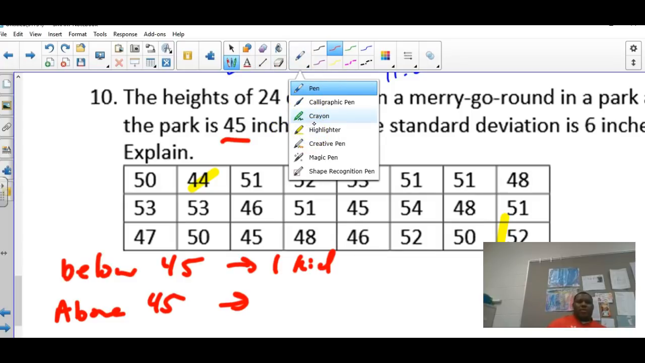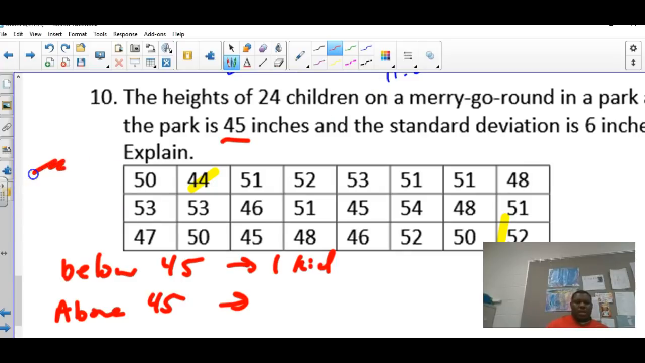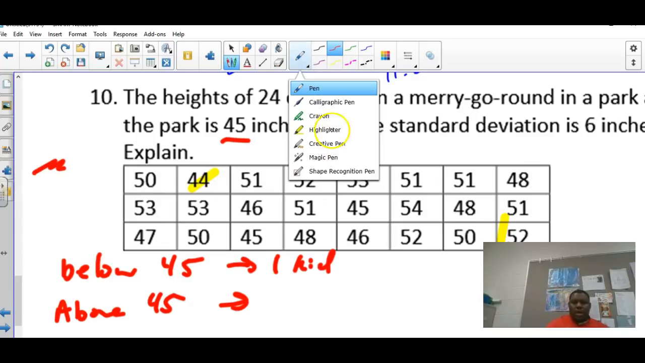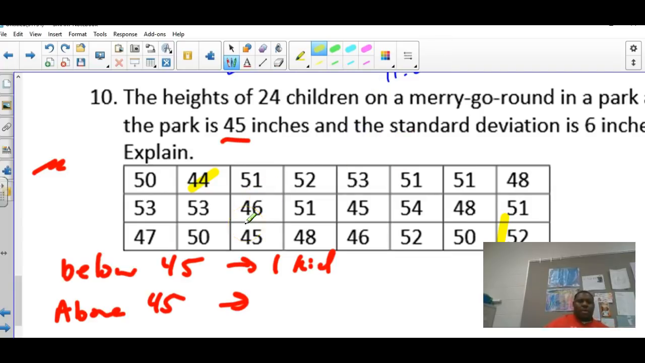I know some of you guys are thinking, well, what if it's 45? Yeah, what if it is 45? Guys, that doesn't affect the mean in any type of way. That doesn't change the bell curve. So again, 1, 2, 3, 4, 5, 6, 7, 8, 9, 10, 11, 12, 13, 14, 15, 18, 19, 20, 21. 21 kids. Above 45 is 21 kids.